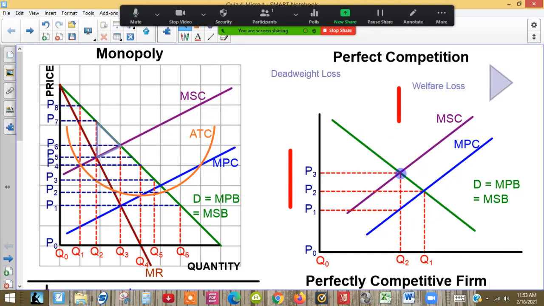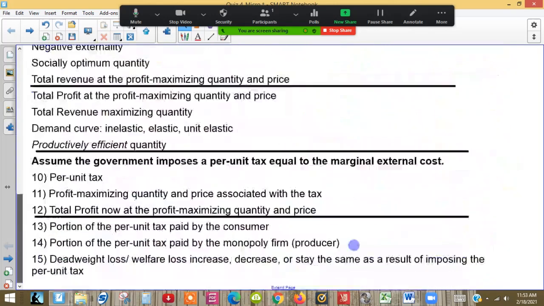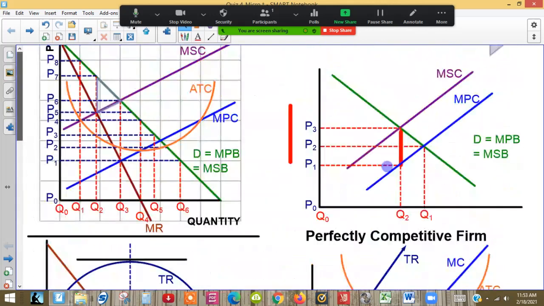And really quickly, the consumer would pay whatever the difference is in the price change from here to here, so the difference between P3 and P2, and the producer would pay the remaining portion of the tax, the difference between P2 and P1, right? If it was this type of model, which is modeling a perfectly competitive market. Okay, and that's pretty much it for the quiz. Good luck. I'm sure you will do very well.